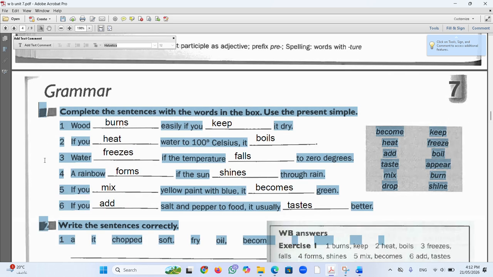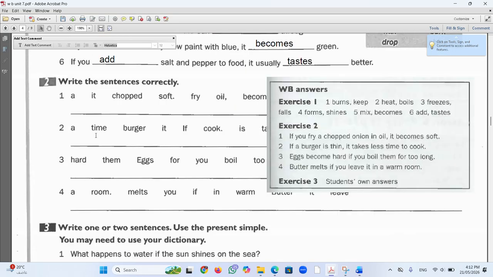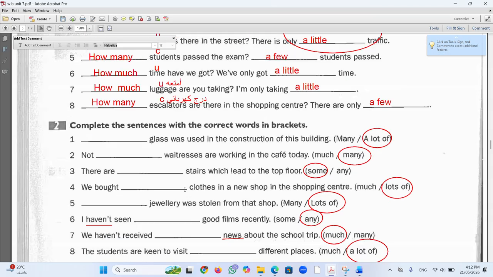Here, this exercise is important, which is about if clause type 0. We use it in the simple present, as I told you, for scientific facts. It's a very important exercise. Go with me. Here, this page is very important. It's about quantifiers: a few, a little, few, a lot of, and many. These exercises are very important, as I explained in your class.